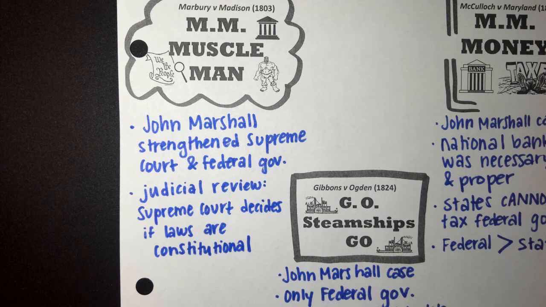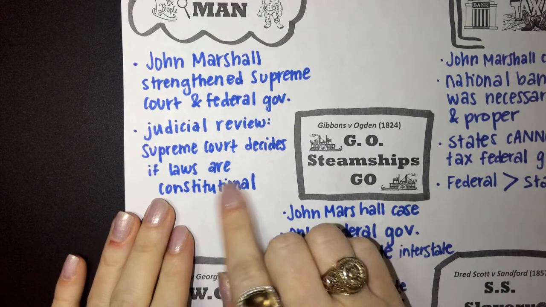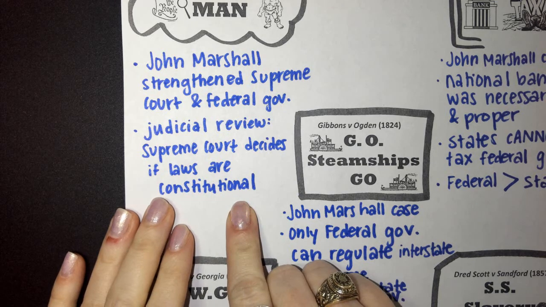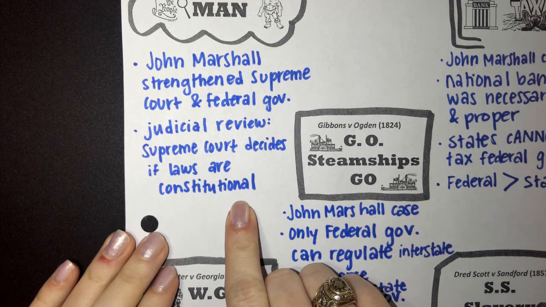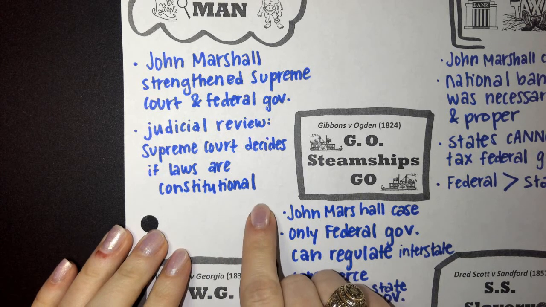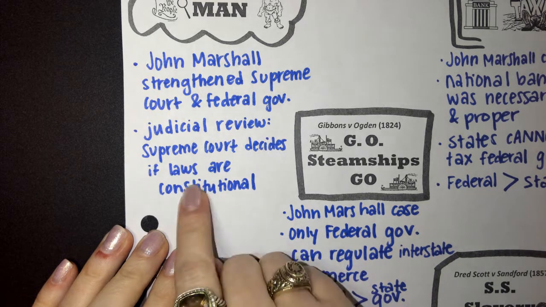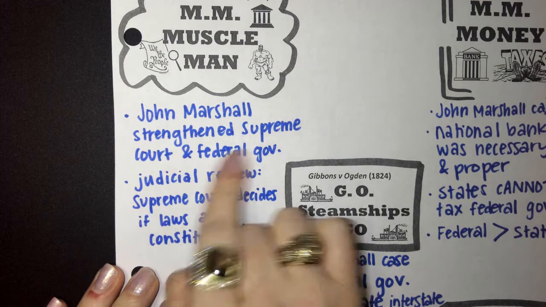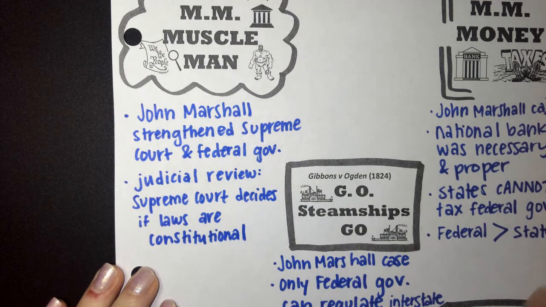However, at the Supreme Court, John Marshall and his fellow judges agree that judicial review should happen. The Supreme Court should be able to decide if laws are constitutional. And so they decided ultimately they could not give Marbury this position as a judge because they didn't have the power to do so. So judicial review: the Supreme Court decides if laws are constitutional. John Marshall and the Supreme Court strengthened the Supreme Court and federal government in this case.